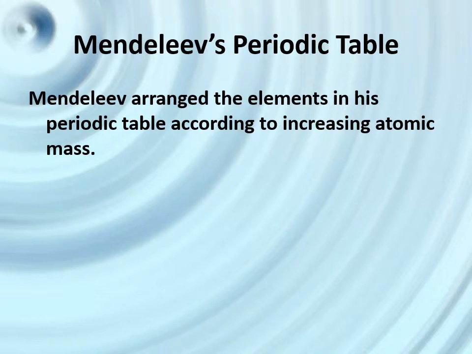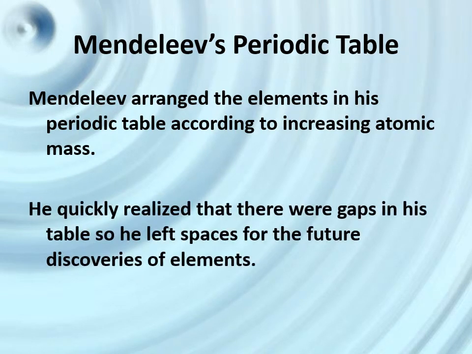Mendeleev arranged the elements in his periodic table according to an increase in atomic mass. He did this so that his students could understand and remember the elements better. What he did was he put all this information on cards and started to arrange them accordingly. He quickly realized that there were gaps in his table, so he left spaces for future elements.